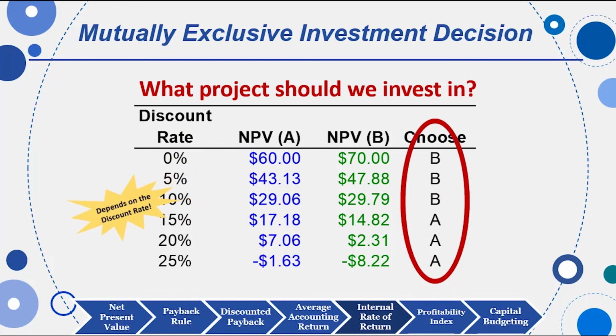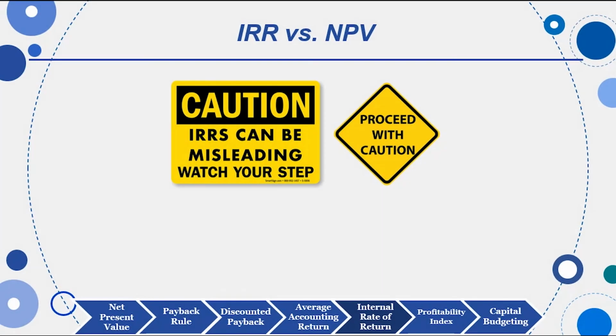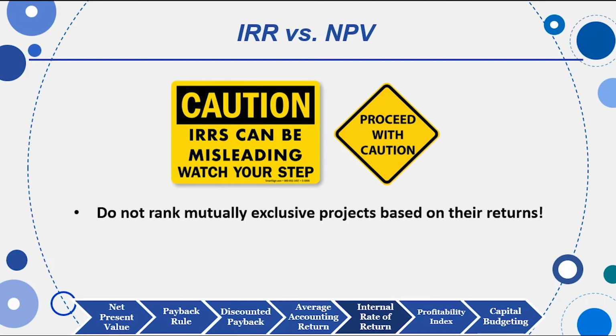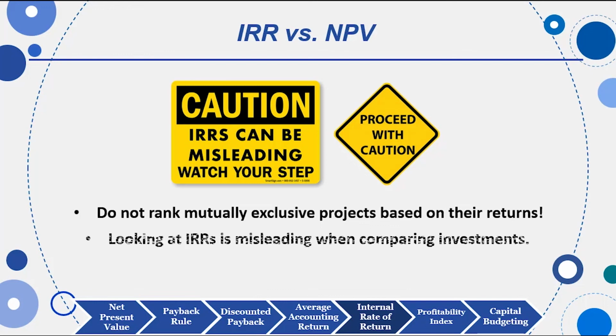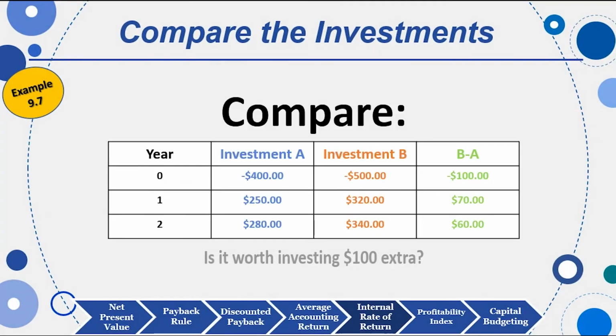So it's very confusing. Again, another one of the shortcomings of the internal rate of return. They might cross over. IRRs can be misleading. Watch your step. Proceed with caution. Don't rank mutually exclusive either-or type projects based on their IRR. Look at them based on NPV. That's the best method. Here's another look at two different investments, and might these cross over?